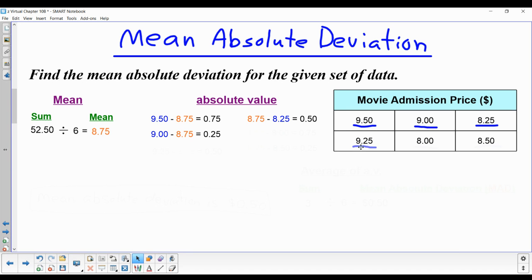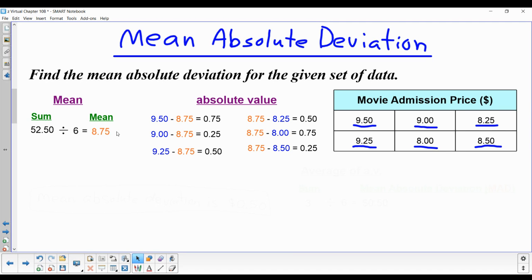The fourth number is $9.25. Since it's bigger, I'll do it on this column. $9.25 minus $8.75, and they are 50 cents away from each other. The next number is $8, which is smaller than our mean. So $8.75 minus $8, they are 75 cents away from each other. And our last number is $8.50. Since this is smaller than our mean, I'll do the mean minus the $8.50, and they are 25 cents away from each other.